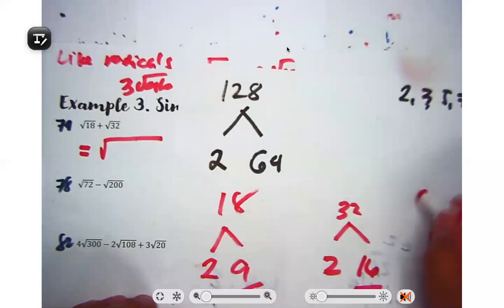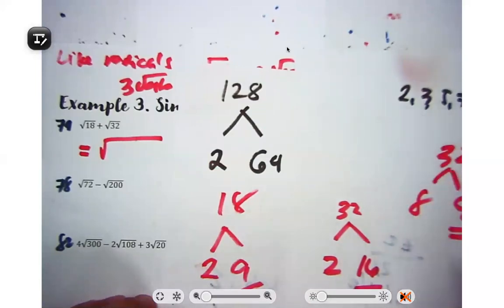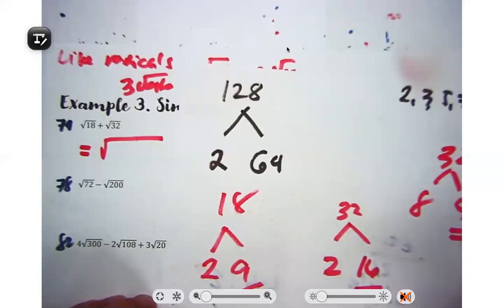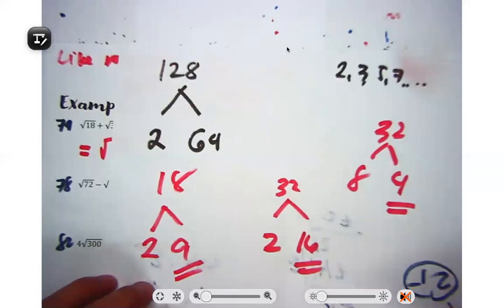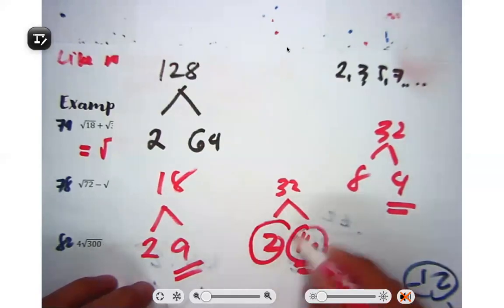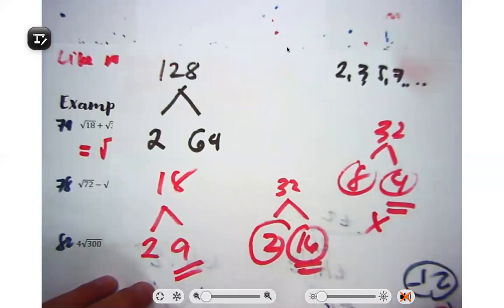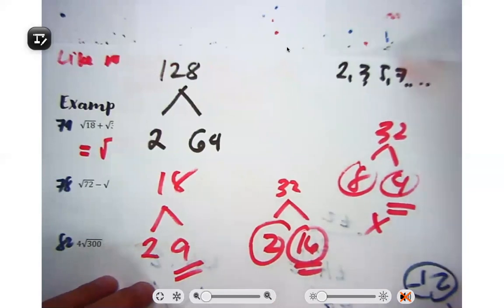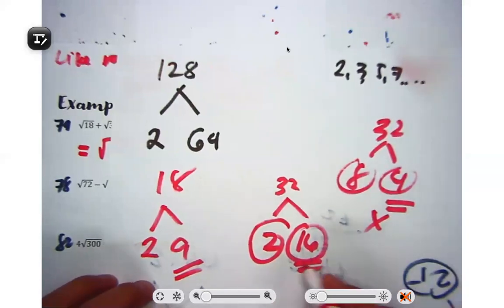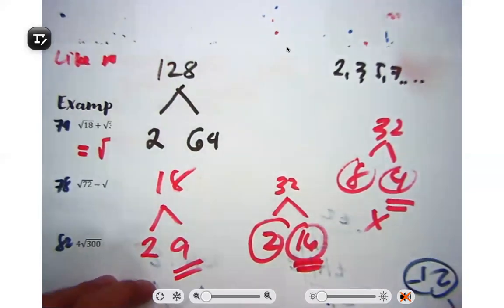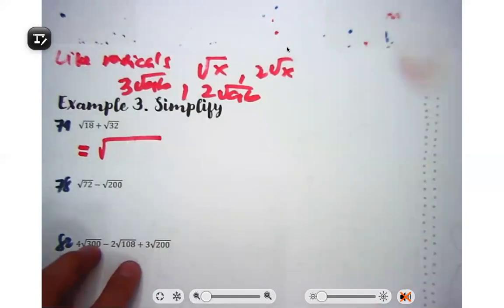Although you can have 8 times 4, that is 32, but 4 is not the biggest perfect square factor. The biggest perfect square factor is obtained if you have 2 times 16. 8 and 4, you cannot use that because 4 is not the biggest perfect square factor. You have to get the biggest perfect square factor. So now we have those factors.